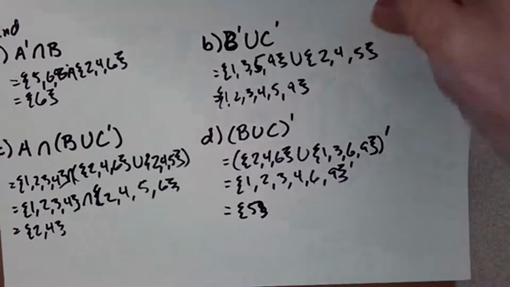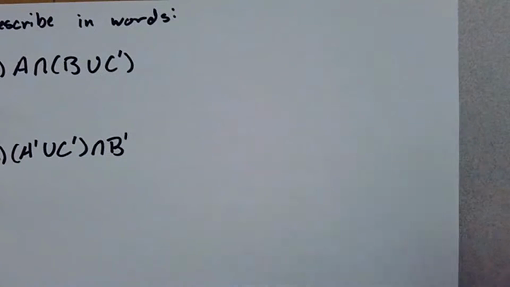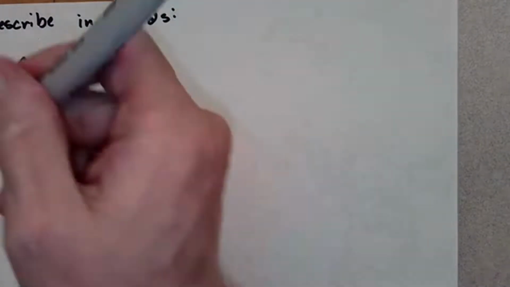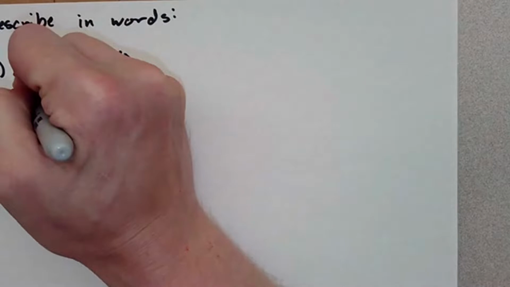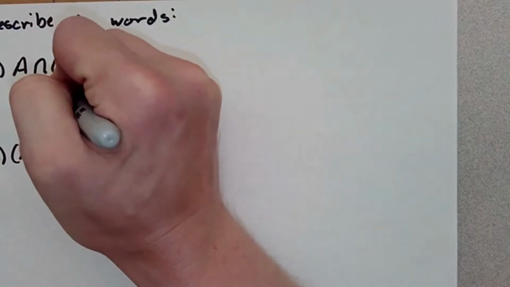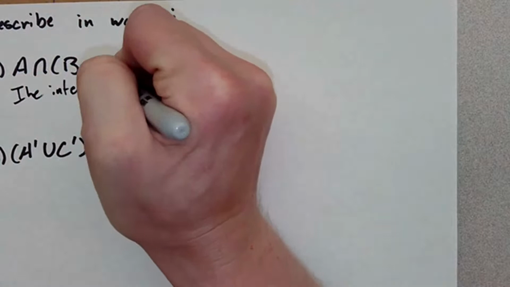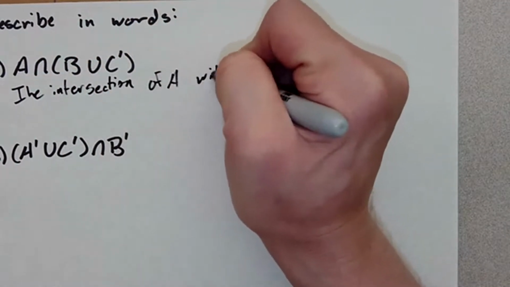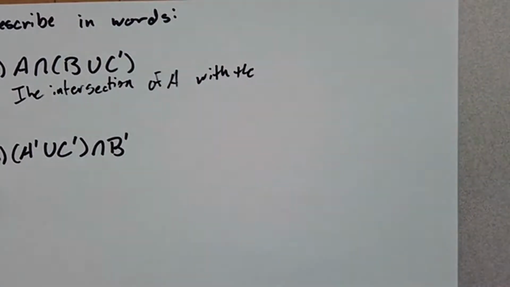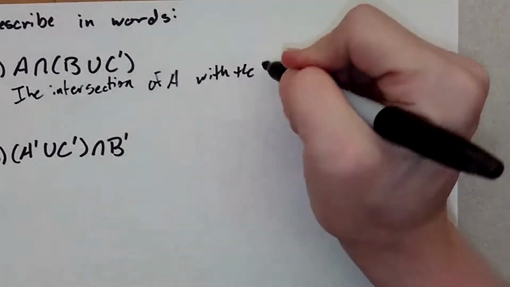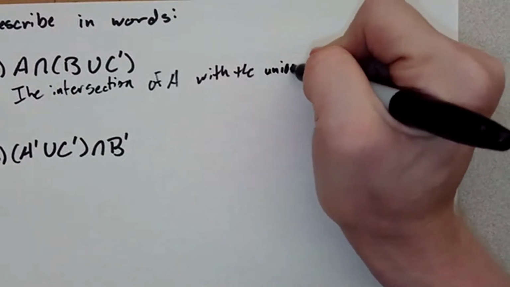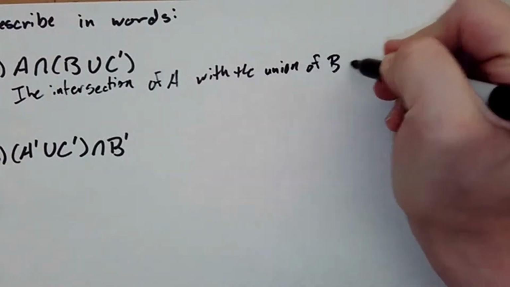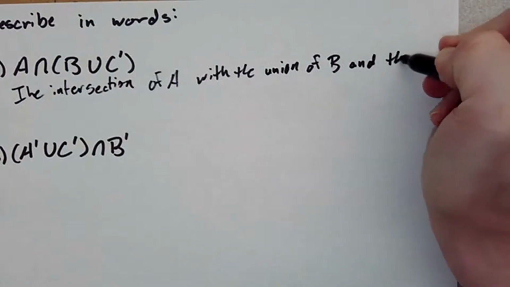Next up, we're asked to describe in words these sets. We've got the intersection of A with the union of B and the complement of C.